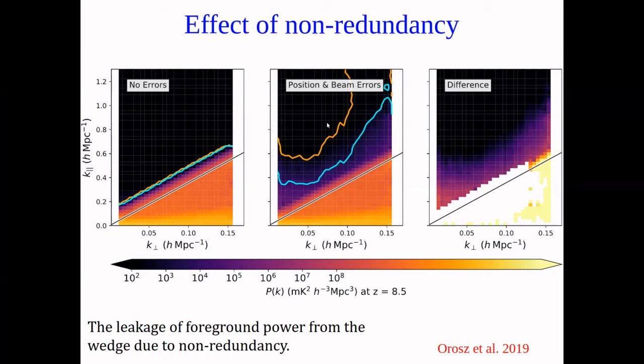In the middle panel, it shows the same thing, but with some non-redundancy due to position error or beam error. And you can see that the region where the 21 centimeter signal dominates is decreased as compared to the left panel. So basically, the area available for measurement of the 21 centimeter signal can be reduced due to the various effects of non-redundancy. Basically, the foreground power can leak from the EoR window. So that is the effect of the non-redundancy, and it has been shown in this paper.